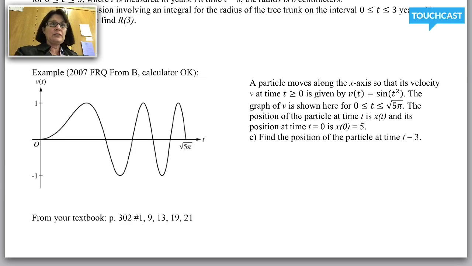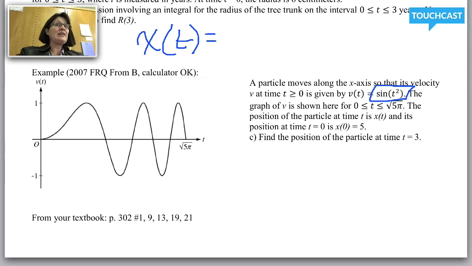Here's my suggestion. I can write an expression for the position function using this important idea that we've been talking about. And here's the function x of t. What do I know about x of t? Well, I know it's a position function, so its derivative must be velocity. So I need a function whose derivative is sine of t squared. And I need a function whose output, when the input is 0, is 5.